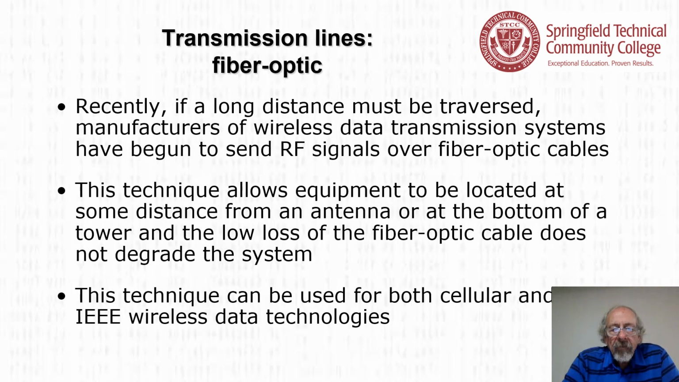Recently, if long distances must be traversed, manufacturers of wireless data transmission systems have begun to send RF signals over fiber optic cables. This technique allows equipment to be located some distance away from an antenna or at the bottom of a tower, and the low loss of the fiber optic cable does not degrade the system. This technique can be used for both cellular and the IEEE wireless data technologies.